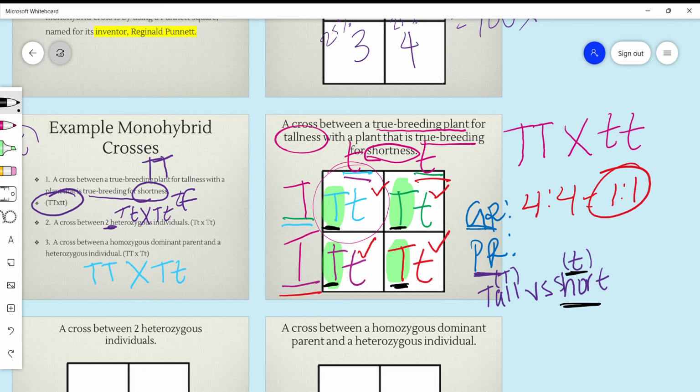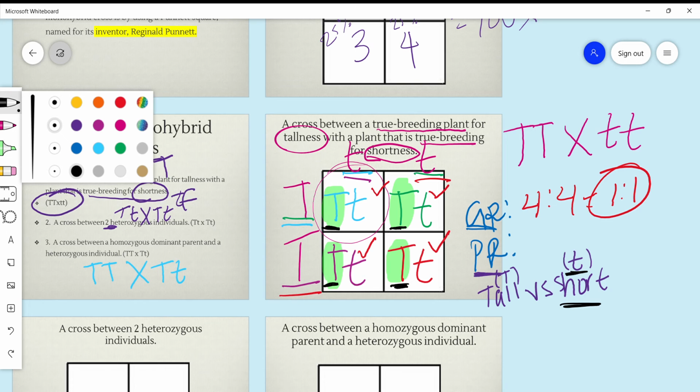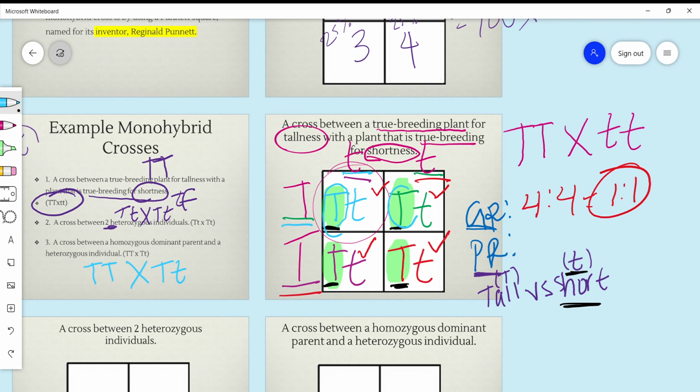Out of these, how many are going to be tall plants? We have 1, 2, 3, 4. Out of these, how many are going to be short? None, because we don't have any that have a lowercase t as the first one. That is how you get your genotype and phenotype ratio. Let's move on to our second example.